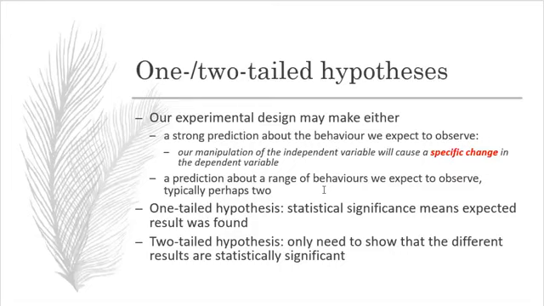Next, in this regard, we have different kinds of hypotheses. We have the one-tailed hypothesis and the two-tailed hypothesis. Now, strictly, we are going into the area of statistical terminology. So what is a one-tailed hypothesis? Statistical significance means the expected results are found, while in the two-tailed hypothesis, you only need to show that they are different and that the results are statistically different. This is the difference between a one-tailed and a two-tailed hypothesis.